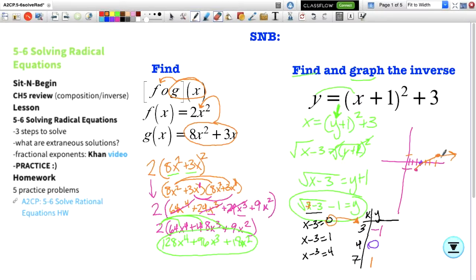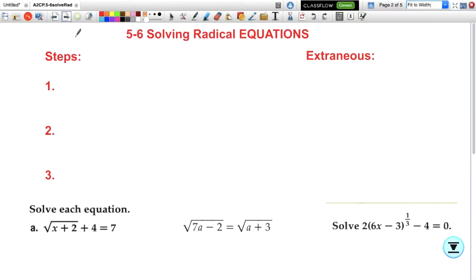So this actually covers 3 sections. It covers 5-2, which was compositions. It covers 5-3, which was inverses, and it covers graphing square roots, which was section 5-4. Okay, we're skipping 5-6 this year, and we're moving on right into solving radical equations. All right, so our new learning for today is going to have us looking at solving radical equations.